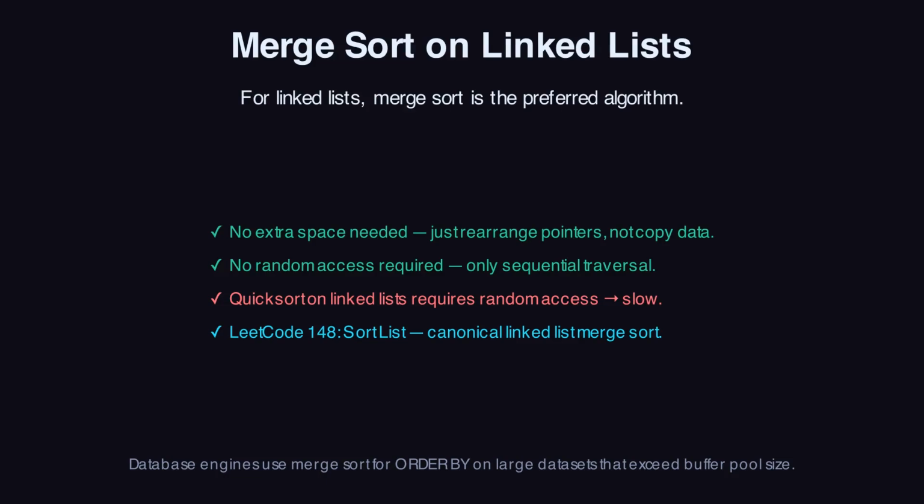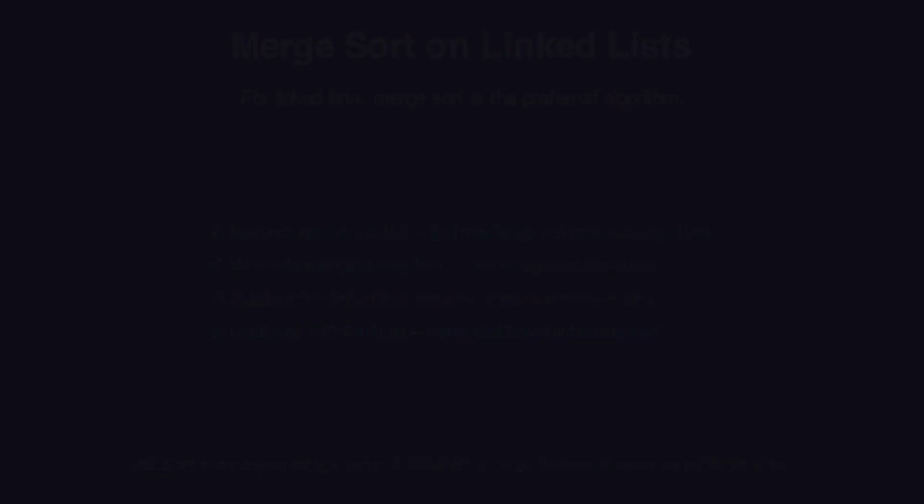And for linked lists specifically, merge sort is the preferred algorithm. No random access needed, just pointer manipulation. Quicksort on a linked list is painful. Merge sort is natural. Let's put it all together.